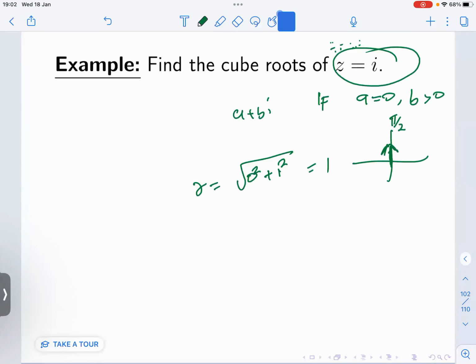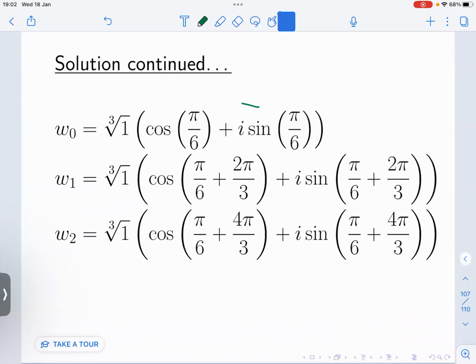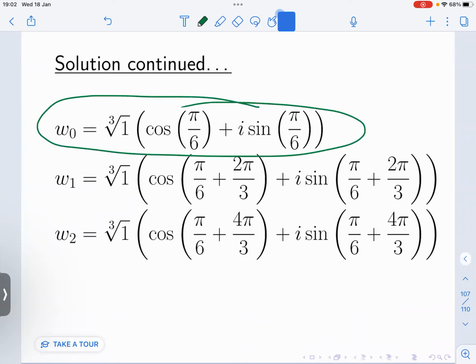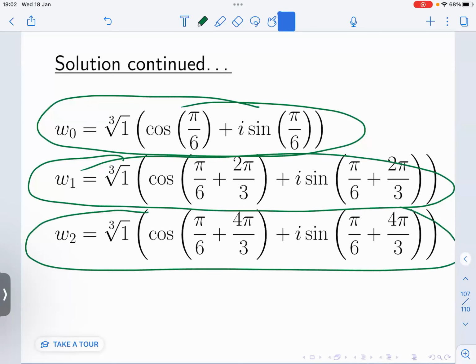So if k is equal to 0, we see that the first root is given as that. If k is equal to 1, the second root, when you substitute, you get something like that. If k is equal to 2, then for the third root, when you substitute, you get something like that.